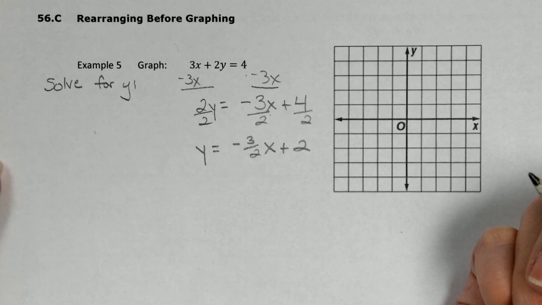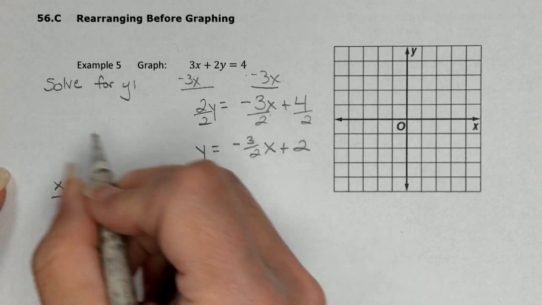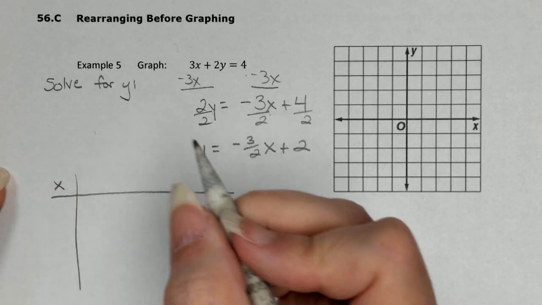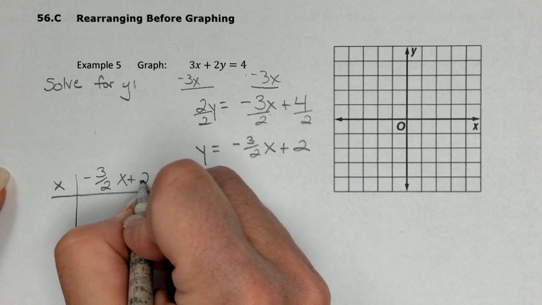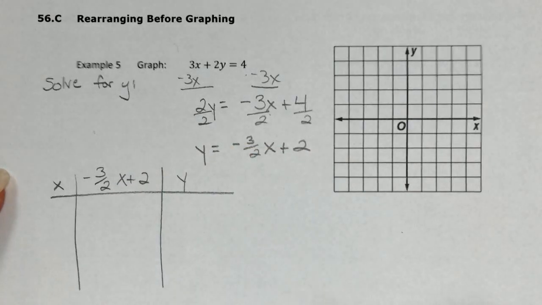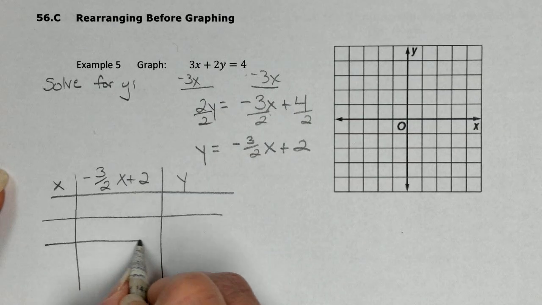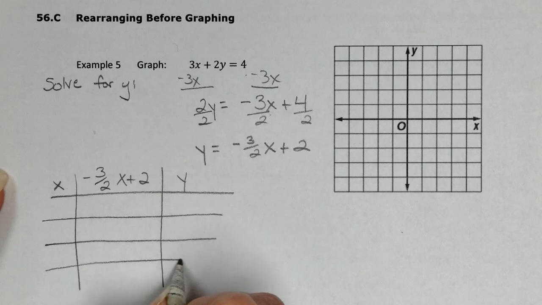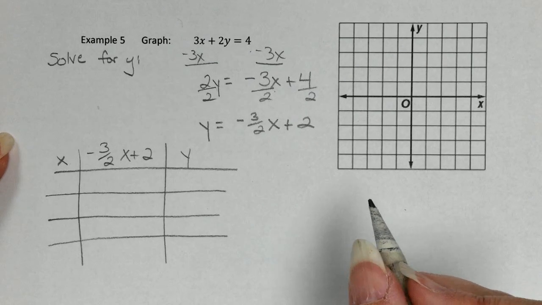Okay, now we can make our chart. So we'll be picking some x's, and then we'll be putting it in here, negative 3 halves x plus 2. Find out what that equals. We're going to need at least 3 of these. Okay, so here we go.